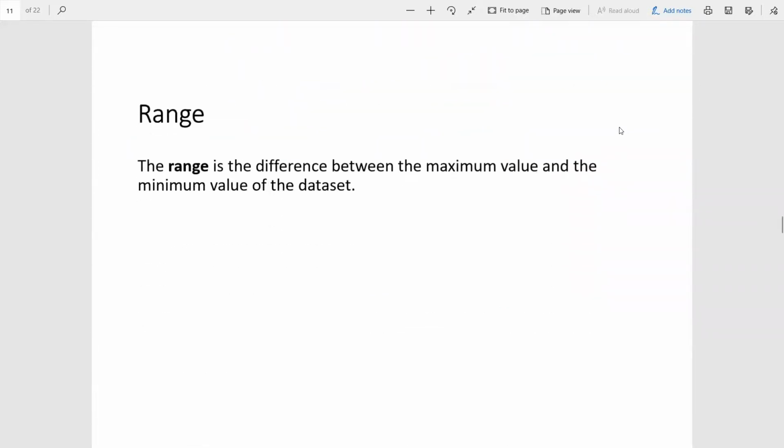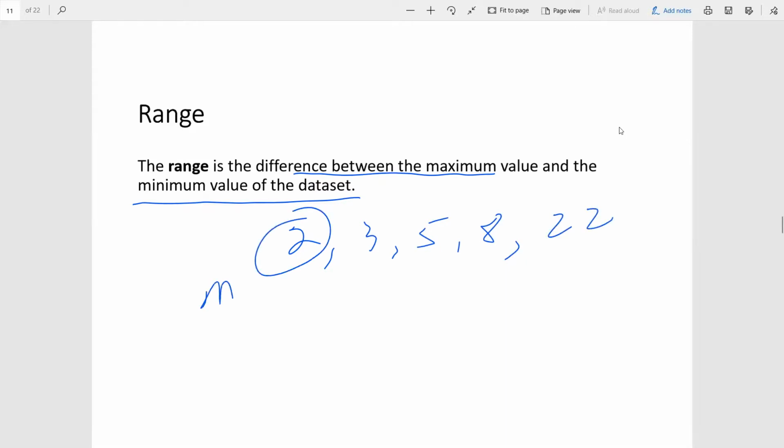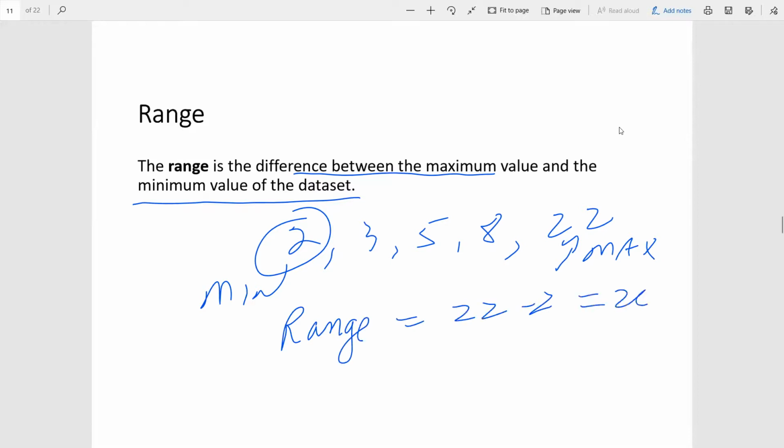Now, the range is very easy to calculate, and it's just the difference between the maximum value and the minimum value of the data set. So if you had 2, 3, 5, 8, 22, this is a min, this is the max, and the range is 22 minus 2 equals 20.